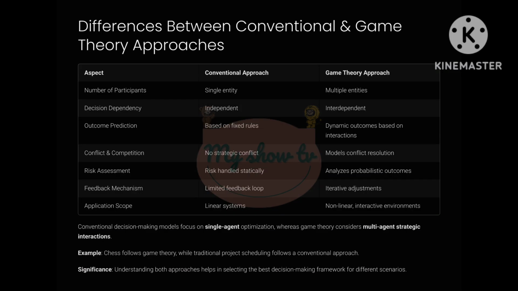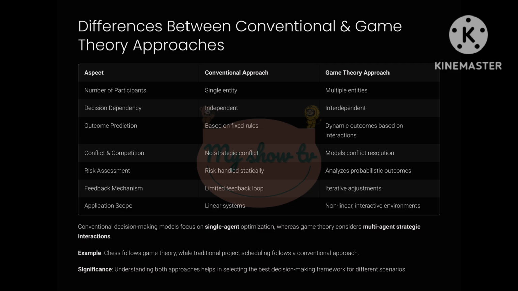Slide 5. Differences between conventional and game theory approaches. In this slide, we will explore the key differences between conventional decision-making models and game theory approaches. While both frameworks aim to guide decision-making, they differ significantly in how they handle participants, decision processes, and outcomes.